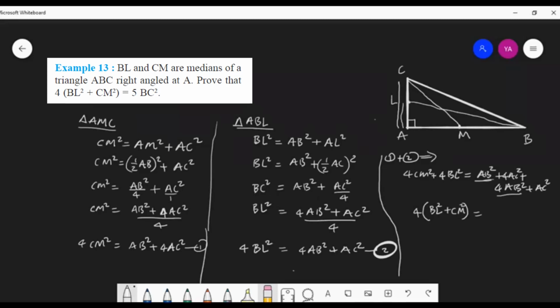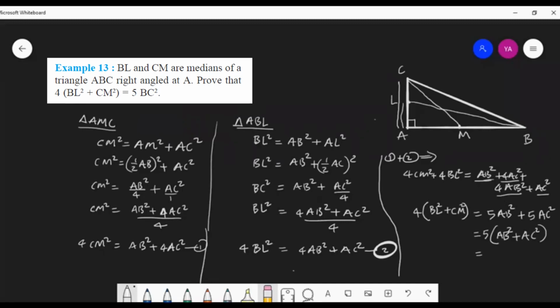Is equal to, on the right side, you look, AB square and 4 AB square. Adding these two you will get 5 AB square. Then plus 4 AC square and 1 AC square, so 5 AC square. Here 5 is common, so take it outside the bracket. Inside the bracket it will be AB square plus AC square. What is AB square plus AC square? BC square, right?